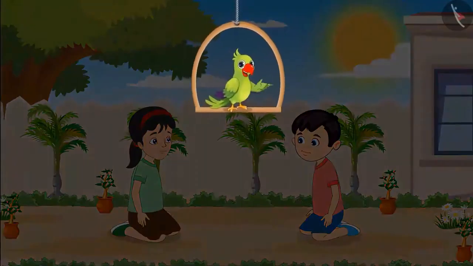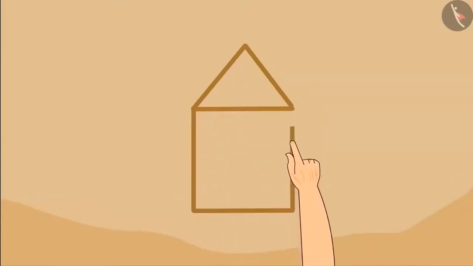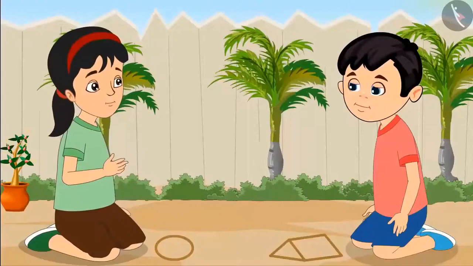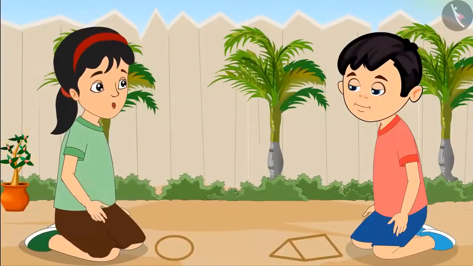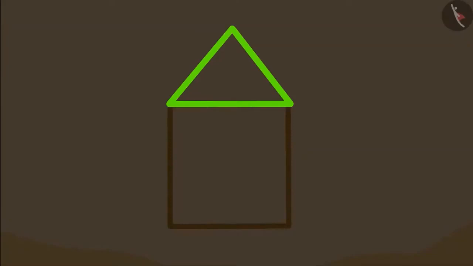Today, Chotu and Pinky are playing with sand in the park. Pinky, look, I have built this house with sand. Oh wow, Chotu, this house is made of different shapes. This is a shape made of three sides. And this is a shape made of four sides.